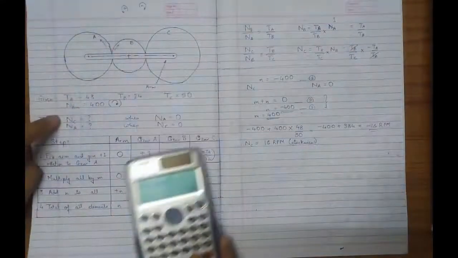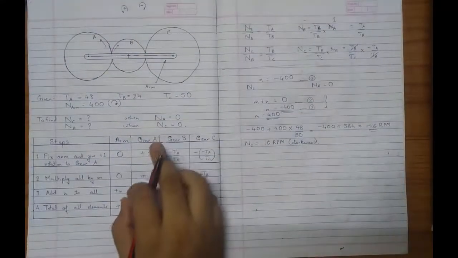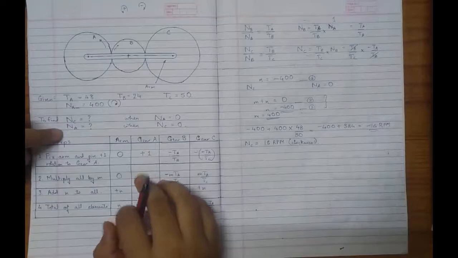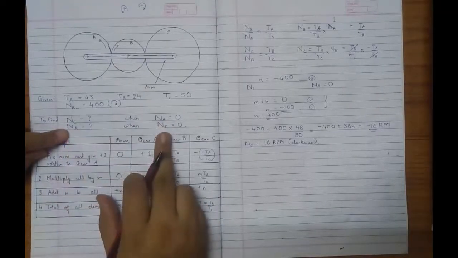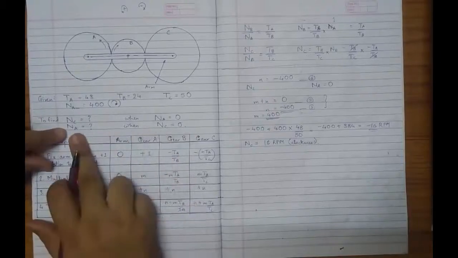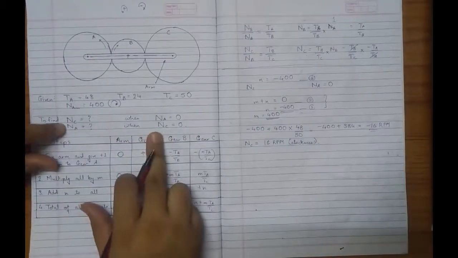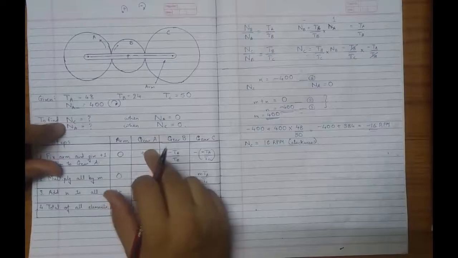Okay. This was the first part of our sum. In the second part of our sum, what are they asking us? They are asking us what will be the RPM of A when C is fixed. Okay, what will be the RPM of A when C is fixed? So how to solve this part?